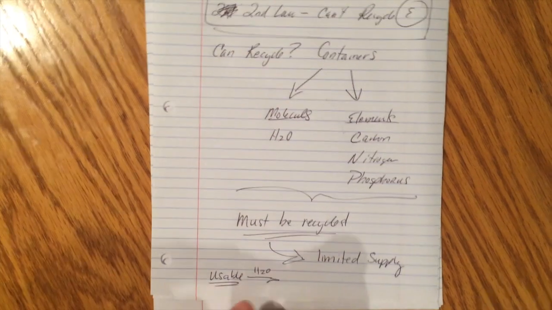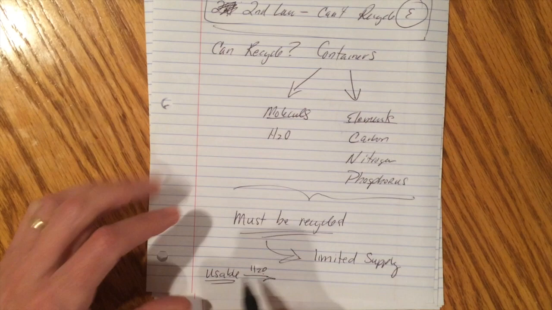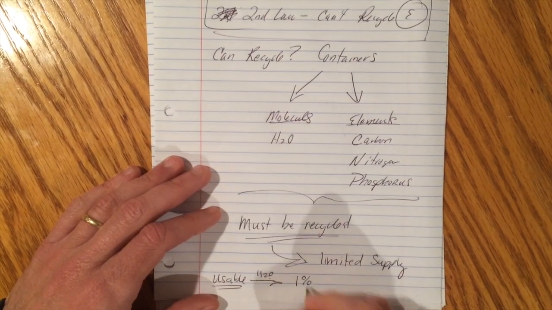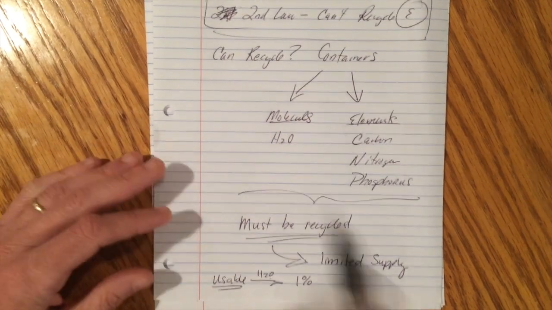So I'll put H2O here. That's water. See, that's water. That's water. That's water. How much is usable? When you look at fresh water, it's really close to 1% of the water on our planet that is reusable. So it's very important for these to be recycled.